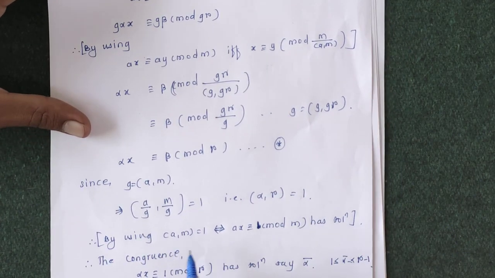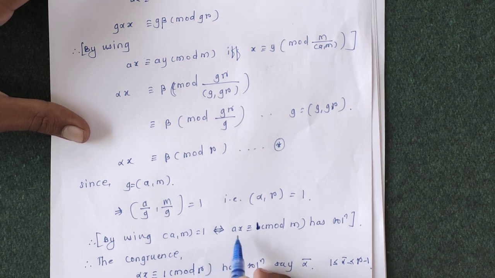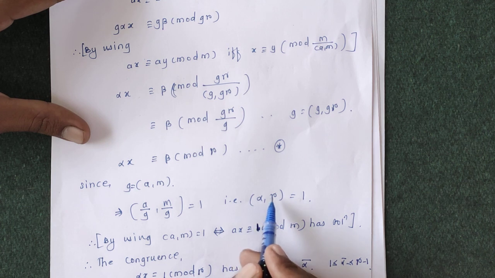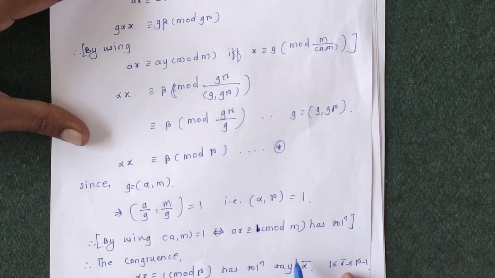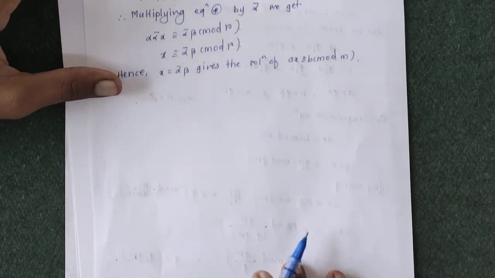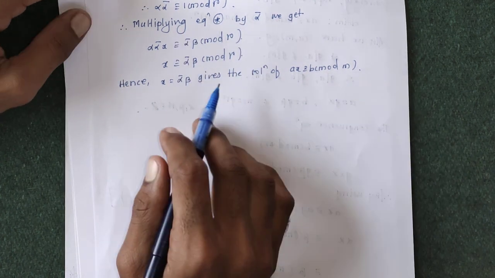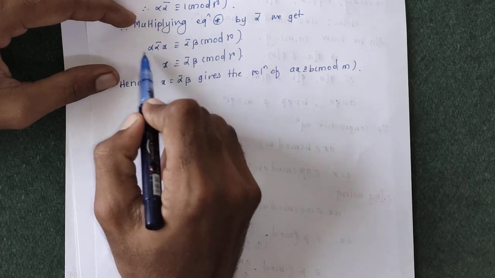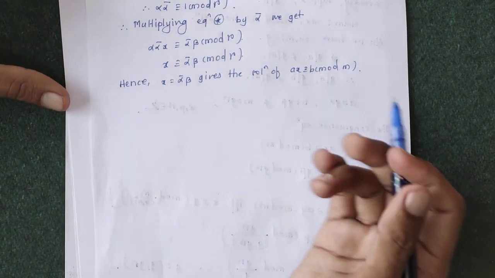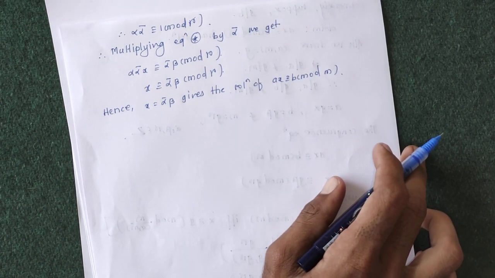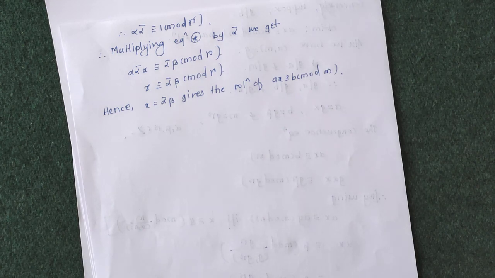So using the result that GCD of a and m equal to 1 if and only if ax is congruent to 1 mod m has a solution, we get that alpha x is congruent to 1 mod gamma has a solution, and if that solution is alpha bar, then alpha bar is congruent to 1 mod gamma. Multiplying equation star, alpha x is congruent to beta modulo gamma, by alpha bar, we get this, and x equals alpha bar beta gives the solution of the congruence ax is congruent to b mod m. Now it remains to prove that the solutions of this congruence form an arithmetic progression.